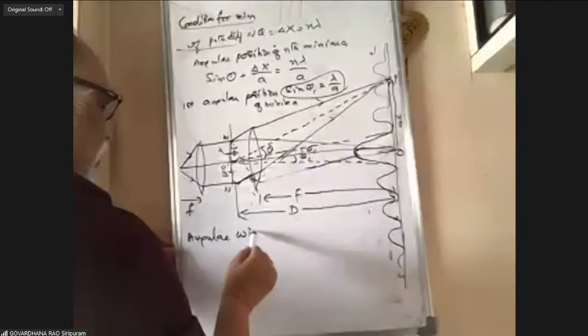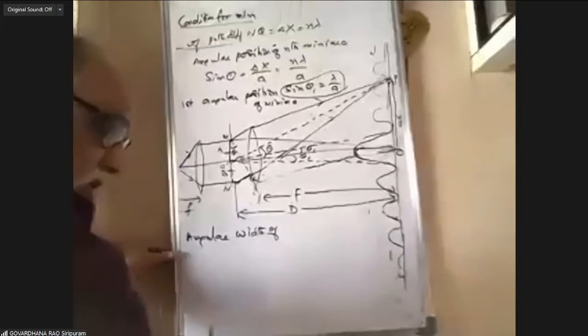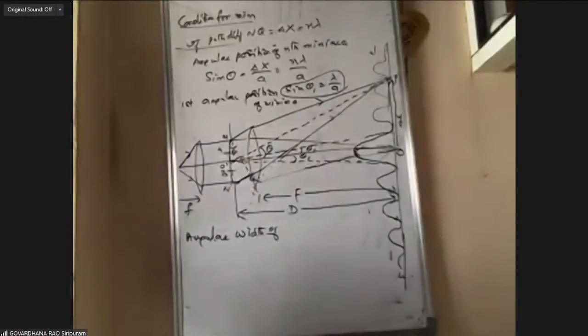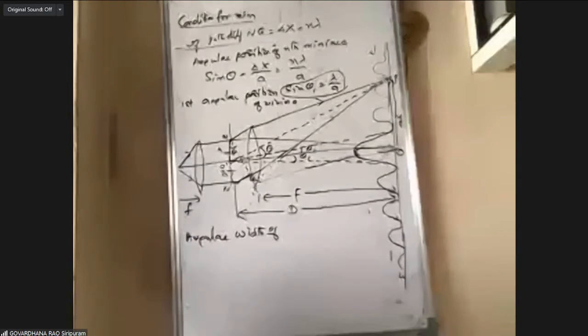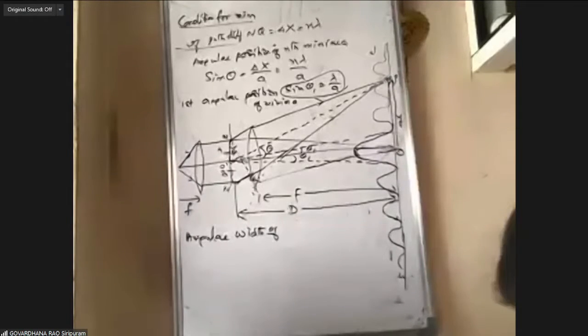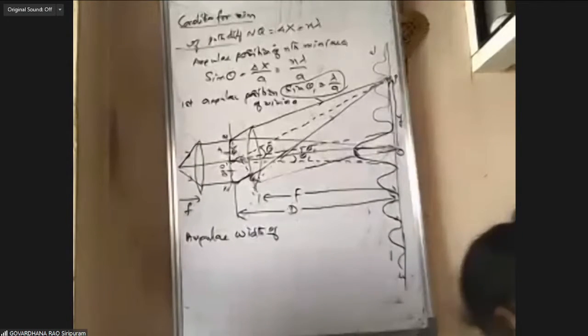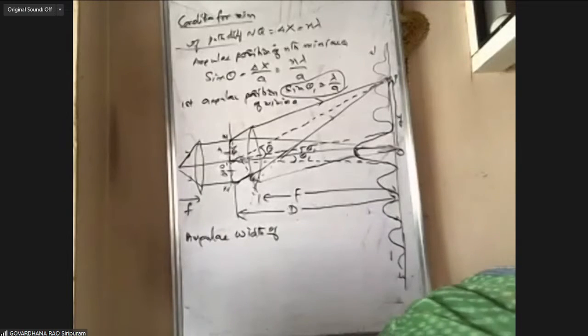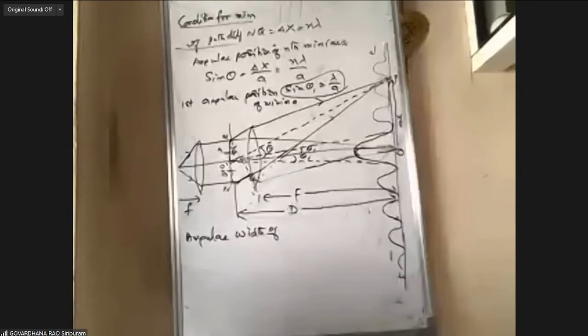What is the angular width of central maxima? Like, what the phone? Photo notes. Anyway.